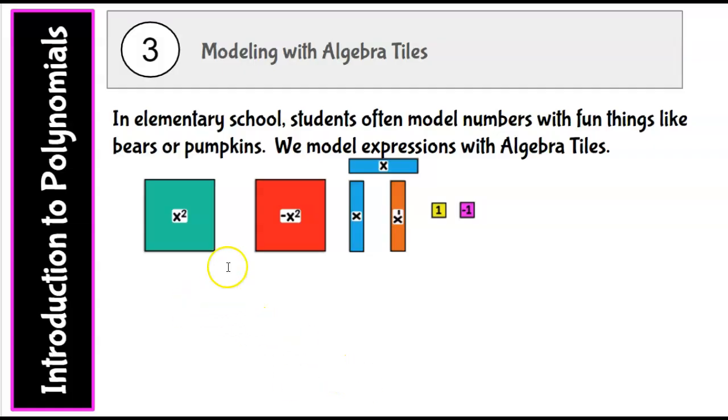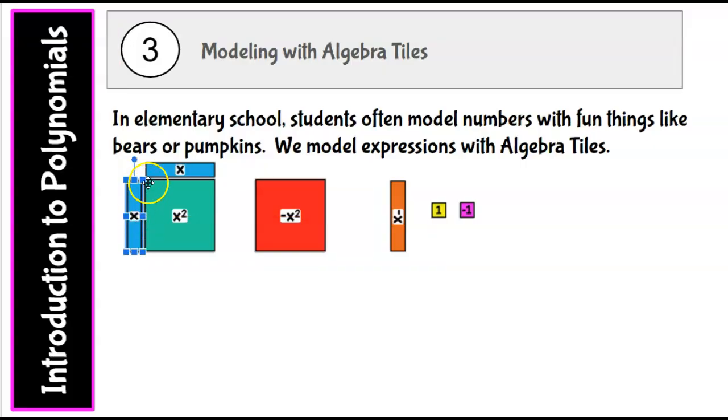This is what we call x squared, x to the second power. And the reason why is the area of a square with length x. So if I put this over here and this over here, this side length is x and this side length is x. And if you multiply those together to get the area, x times x is x to the second power. And we often call x to the second power x squared because of this, because it's a square.